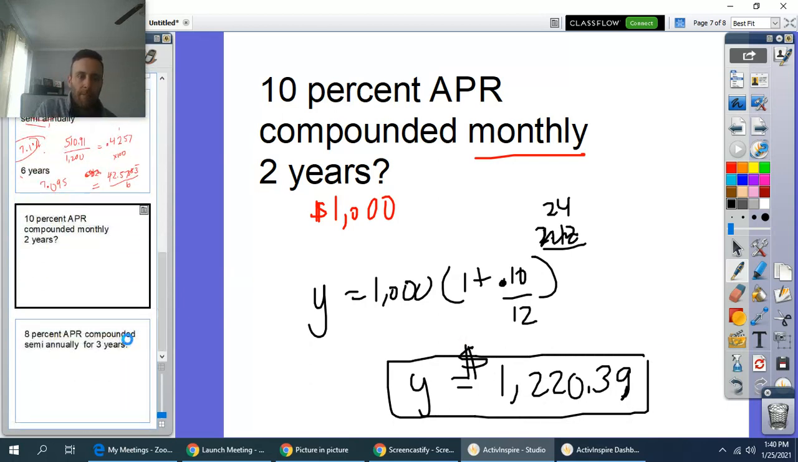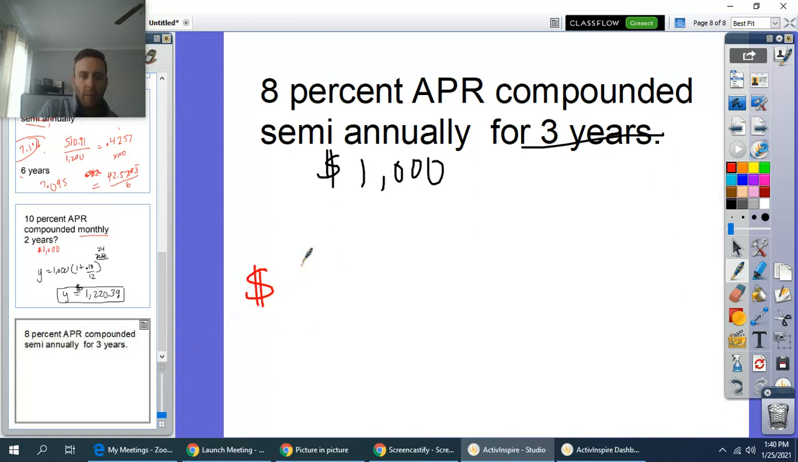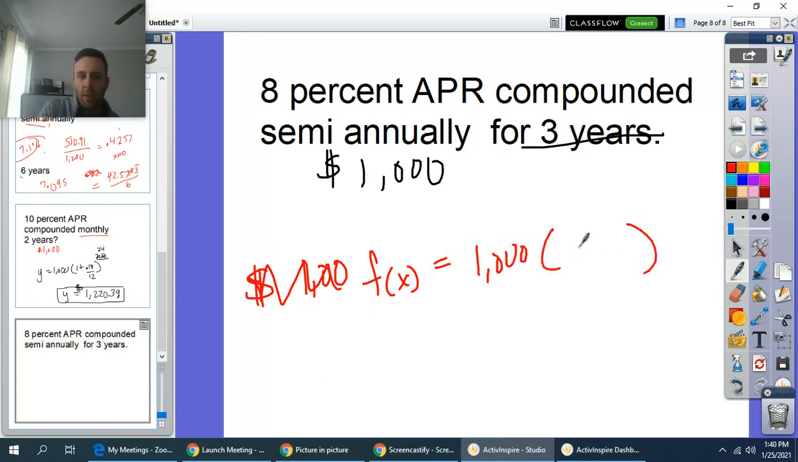Now let's try one more. 8% APR compounded semi-annually for 3 years. How much money would you make if you started with $1,000? Hopefully, in case you got it wrong, this is what you should have done. The money you're going to make equals 1,000, the starting amount, times 1 plus 8% APR, but we're dividing that by 2 because it's semi-annually. And in 3 years, you put a 6 up here, which is the 3 years times twice a year because it's semi-annually.